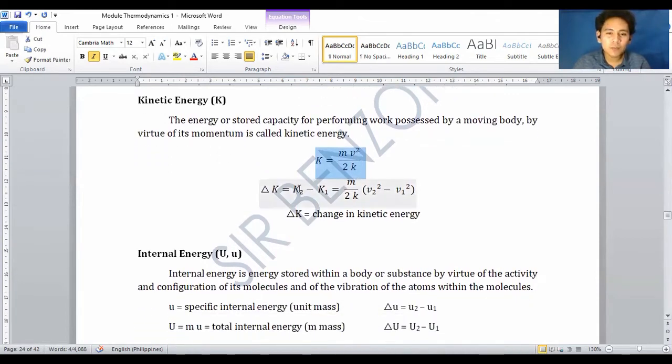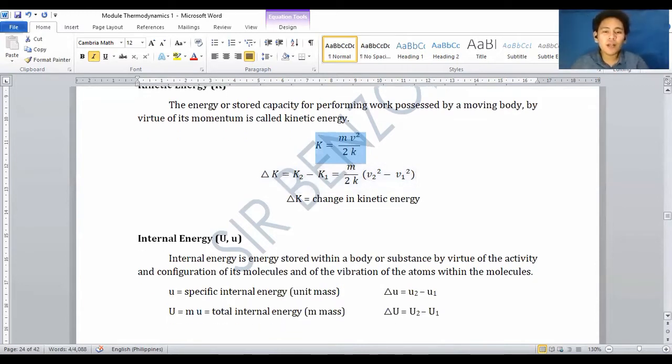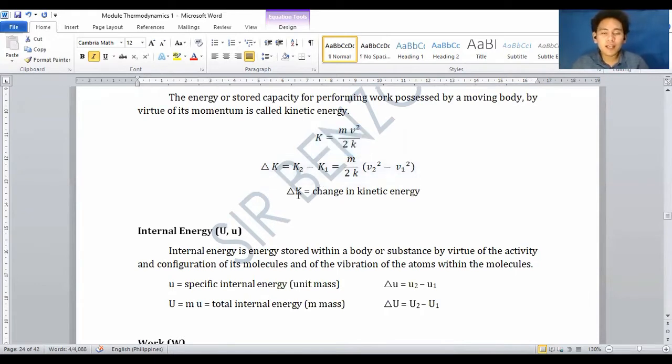which means your delta K is equal to K2 minus K1, or equal to M over 2K times V2 squared minus V1 squared, your final speed squared minus your initial speed squared. Delta K is the change in kinetic energy.